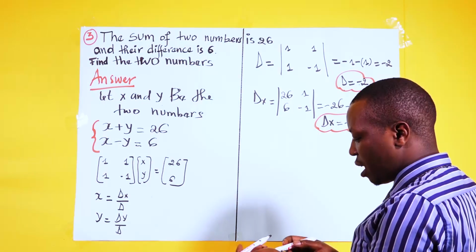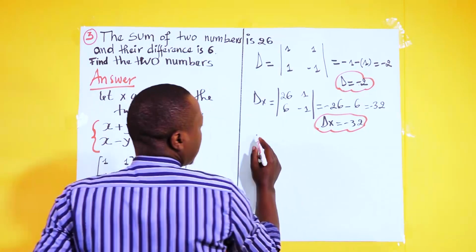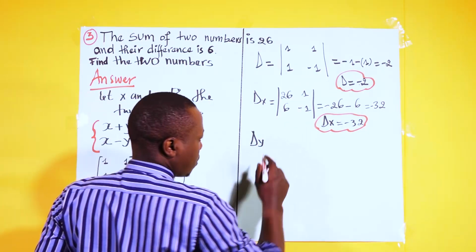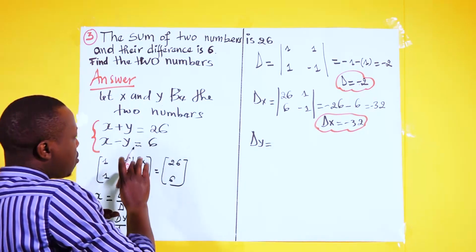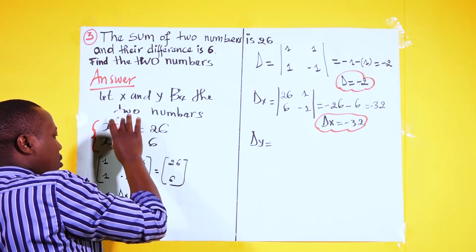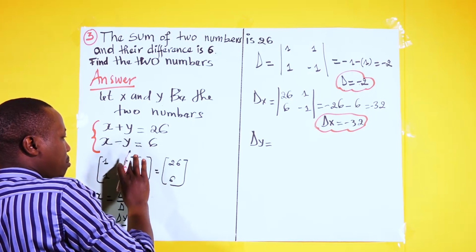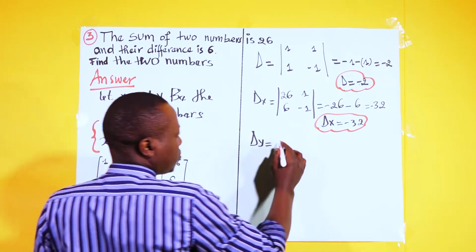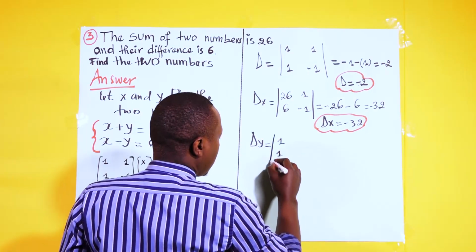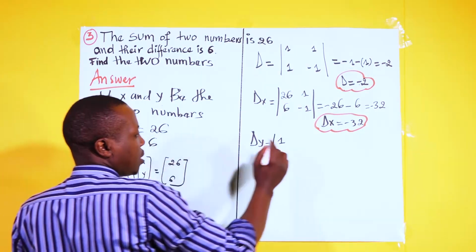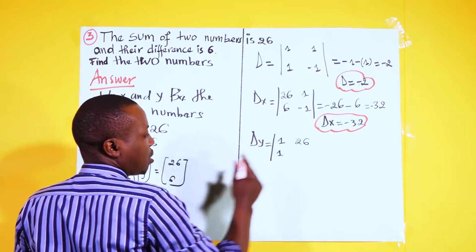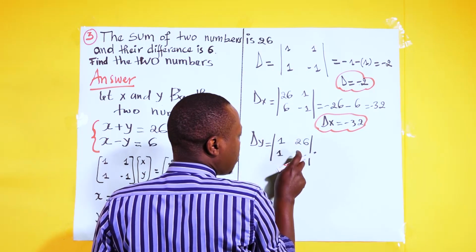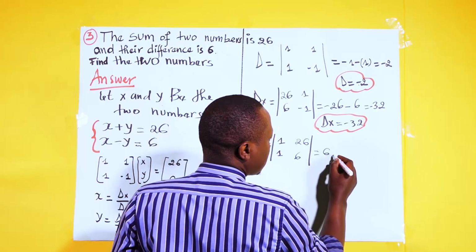So we are going to find the determinant for y. We write it in this way, dy, to mean determinant of variable y. So the y's value here, the coefficients, we substitute them by the numbers that you are seeing here. So we are going to write 1, 1, 1 and 1. Then the ones of y we substitute by this, 26 here and 6.